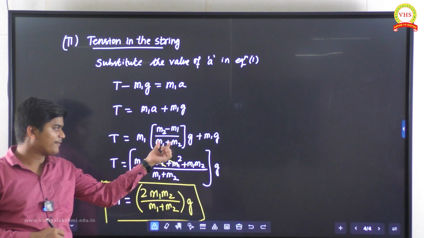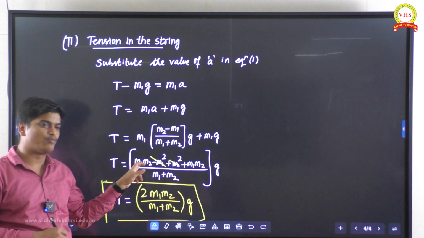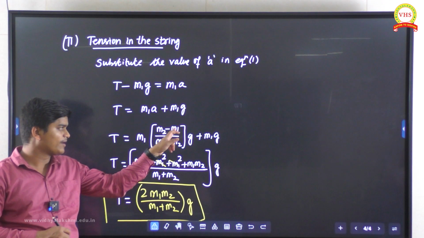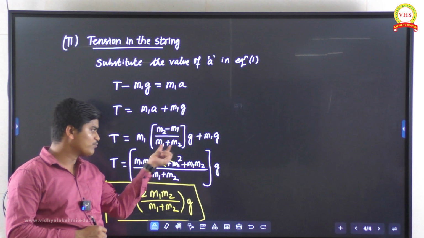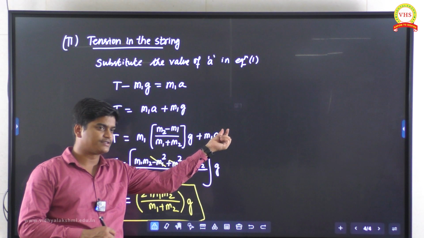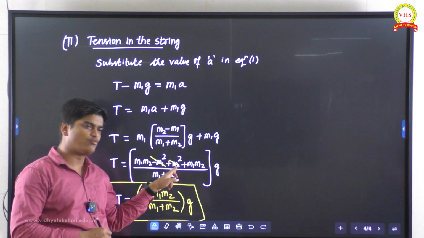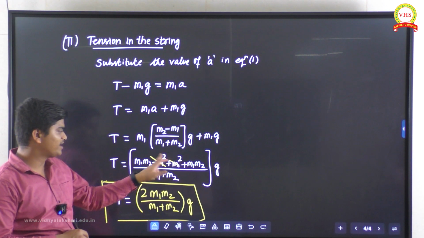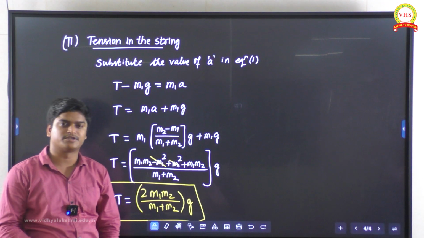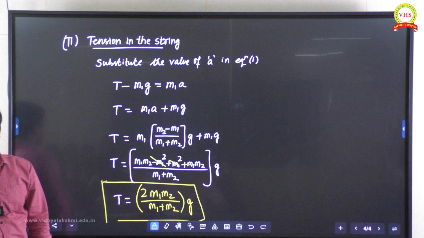See, LCM I have taken as M1 plus M2. This M1 will multiply with M2, giving M1 into M2. This M1 will multiply with this M1, so it becomes minus M1 square. Now this M1 plus M2 will multiply there also, right? M1 into M1 becomes M1 square, M2 and M1 become M1 into M2. Now minus and plus cancel, only this much remains. Simply the LCM you have taken. Substitute and take LCM, M1 plus M2. Yes or no?